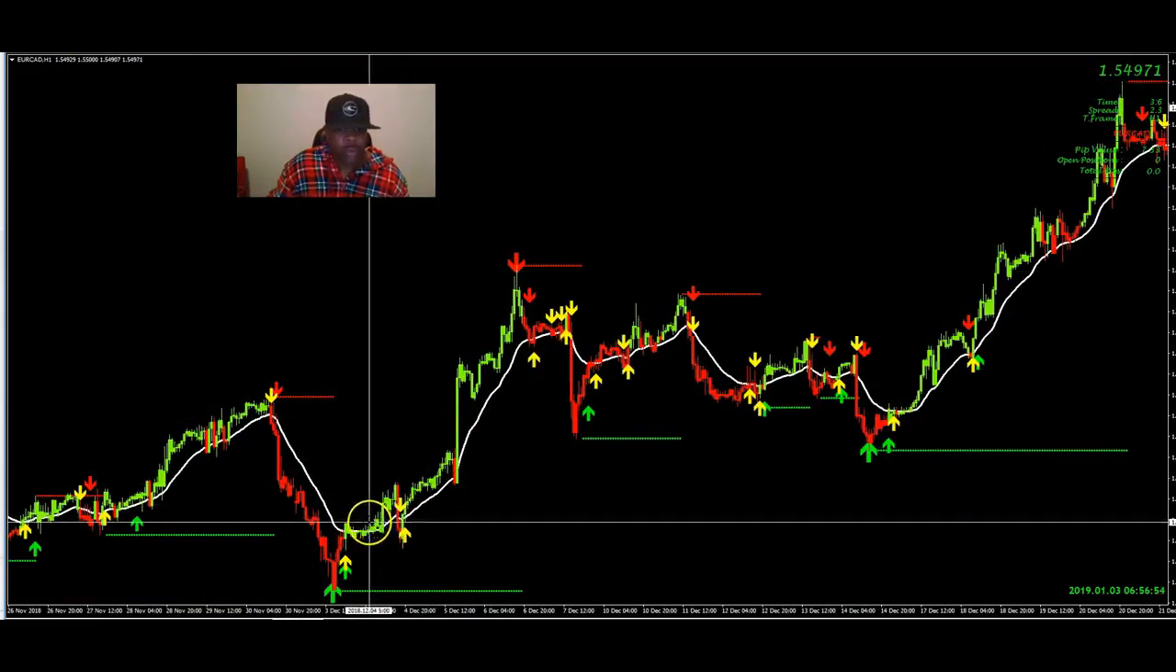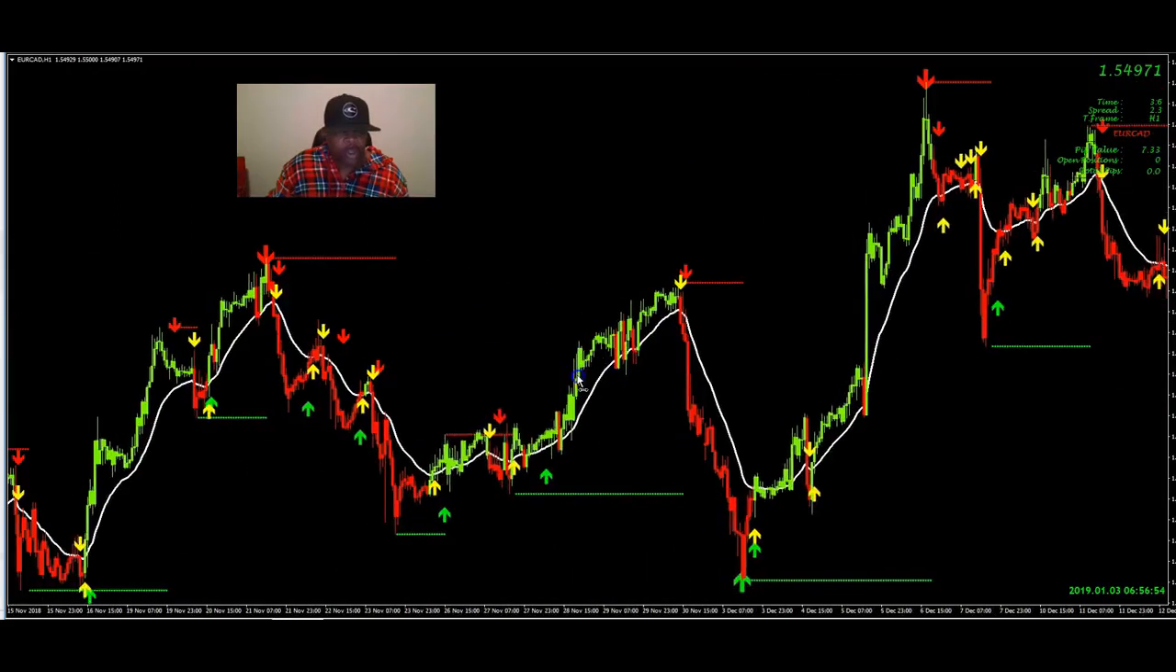So again, I don't give up, let me say it up front. Boom, that was another 227 pips. And this is just one pair. We're just doing the same thing over and over again.